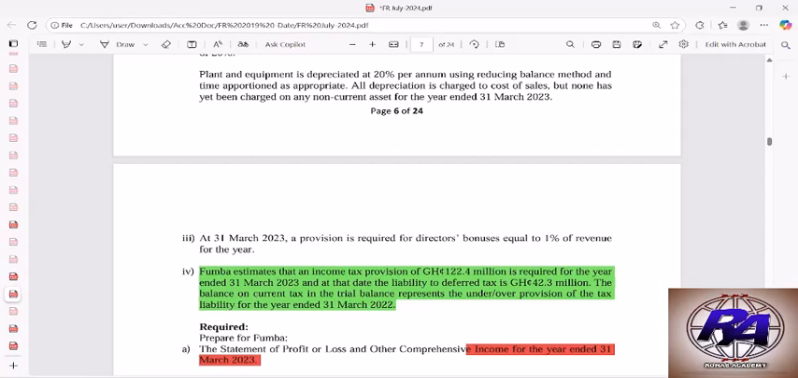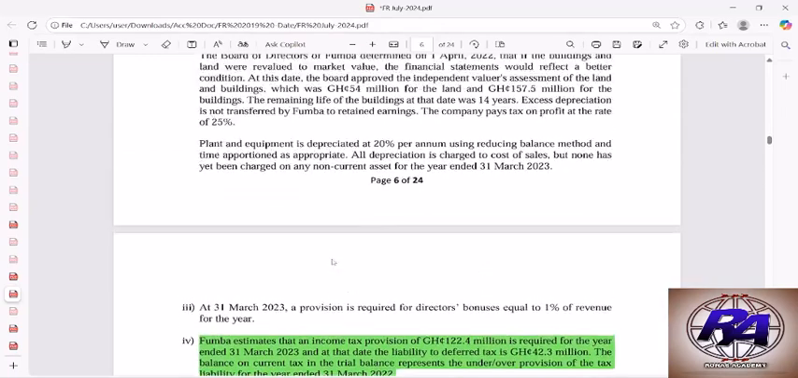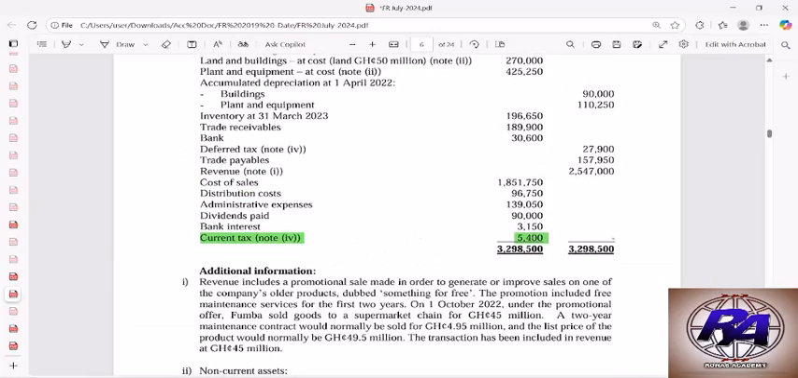The balance on your current tax in the trial balance represents the under or over provision of tax liability for the year ended the previous period, 2022. So this question is a bit lenient with us. Now the question is, is that figure an over provision or an under provision? Is this figure here an over provision? Because they didn't tell you, how will you know? But you will know whether it's at the debit side or the credit side.